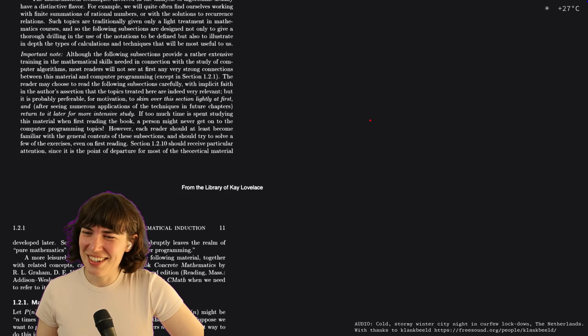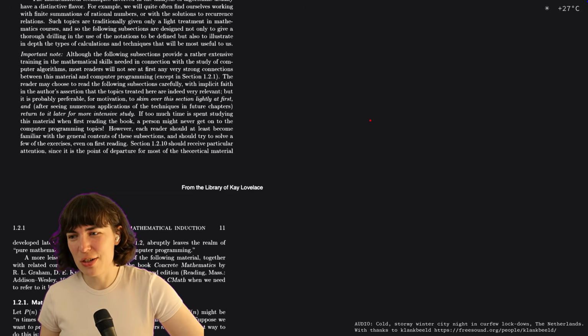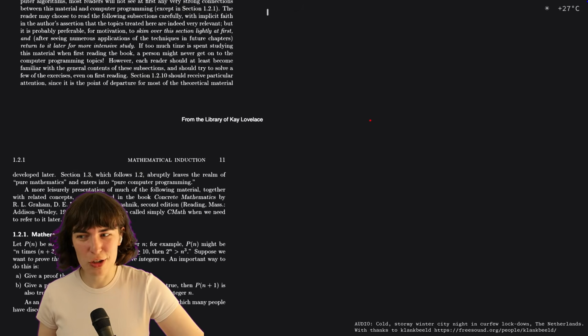However, each reader should at least become familiar with the general contents of these subsections and should try to solve a few of the exercises even on first reading. Section 1.2.10 should receive particular attention since it is the point of departure for most of the theoretical material developed later.